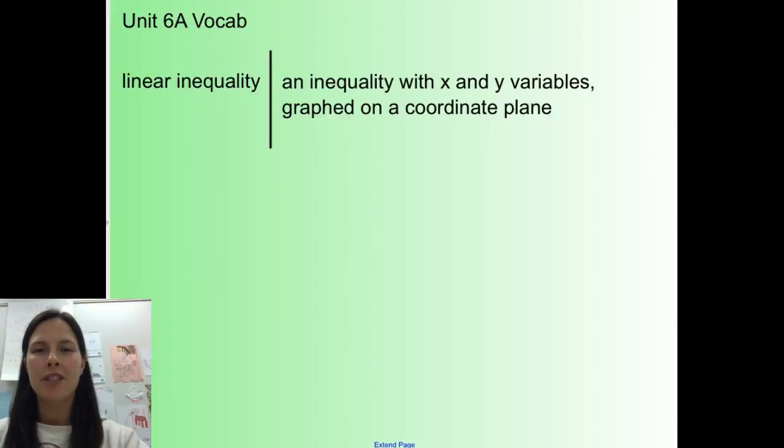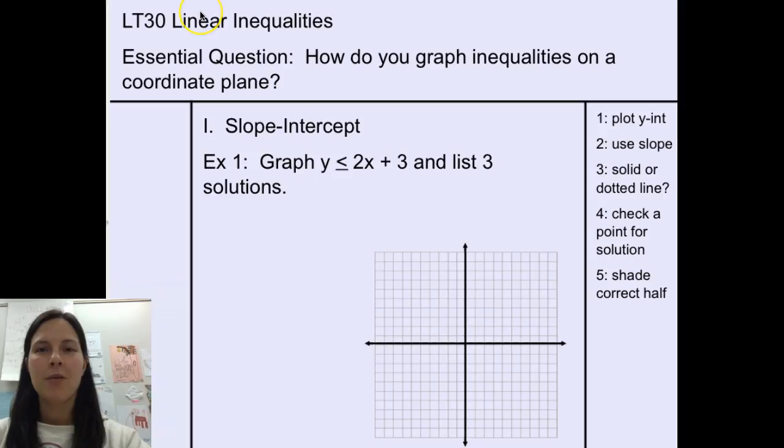The final topic we're going to look at for this unit is graphing linear inequalities. So we saw inequalities with one variable that we graphed on a single number line. Now we're going to see inequalities with two variables that look like a line, and we're going to graph it on a coordinate plane. Which leads into our essential question: how do we graph inequalities on a coordinate plane?